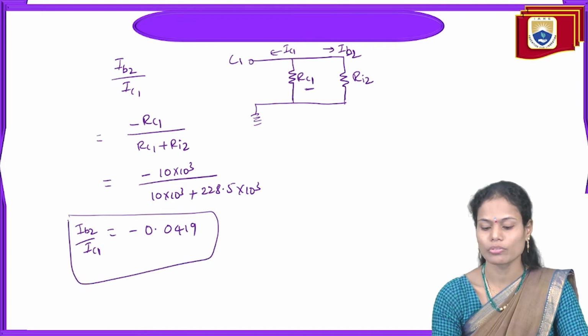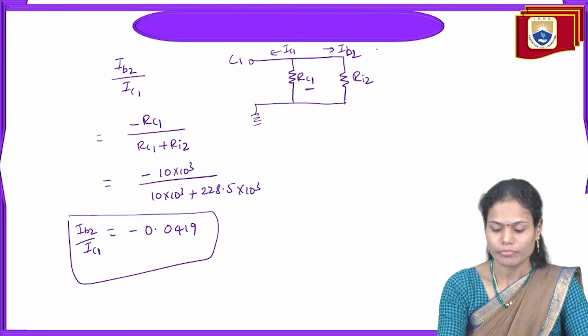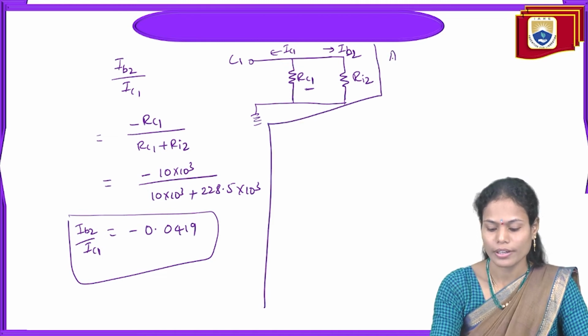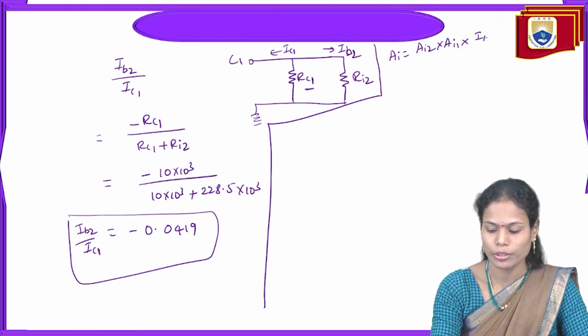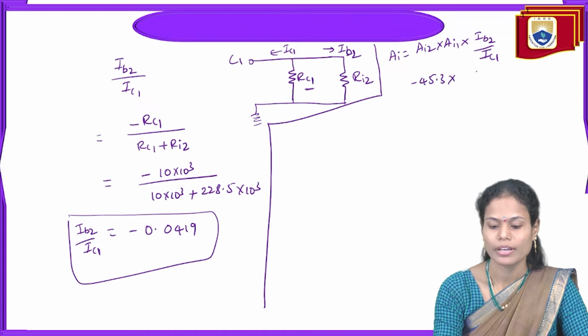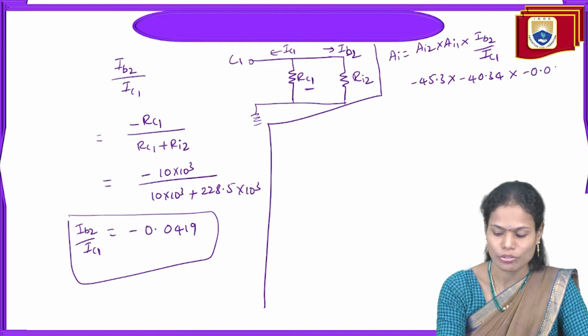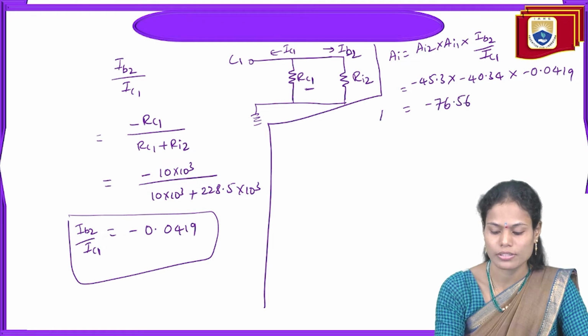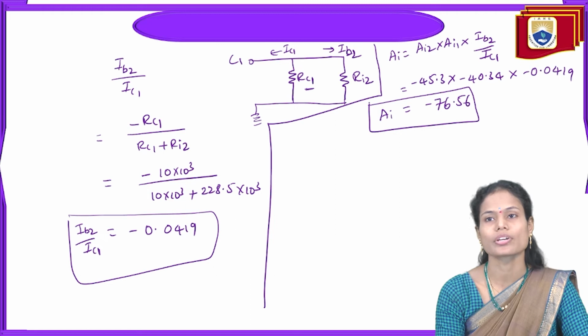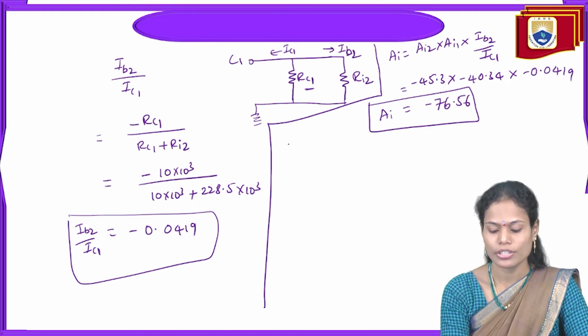So now to find the overall current gain AI, I am substituting all the values: AI2 into AI1 into IB2 by IC1. Here the AI2 value is minus 45.3, the AI1 value is minus 40.34, and this value is minus 0.0419. So after simplification it is minus 76.56. This is the overall current gain of the two-stage or multi-stage amplifier. And next we need to find the overall voltage gain.